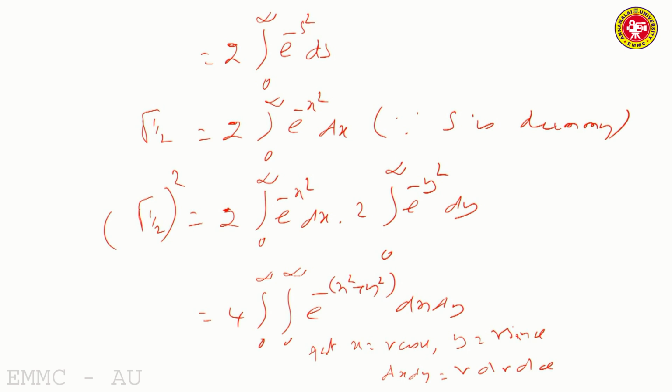So our region of integration is in the first quadrant. In the first quadrant, this is r, this is theta. So what are the limits for r? R varies from 0 to infinity.